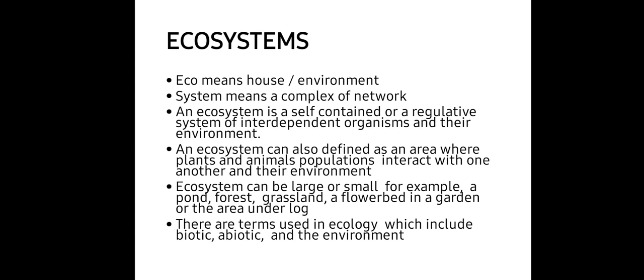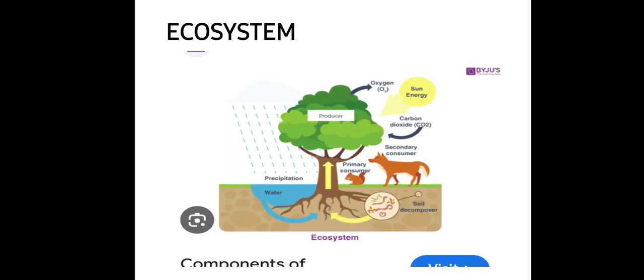An ecosystem can be large or small. For example, a pond, forest, grassland, a flower bed in a garden, or the area under a log. There are terms used in ecology which include biotic, abiotic, and the environment. This is an example of an ecosystem.